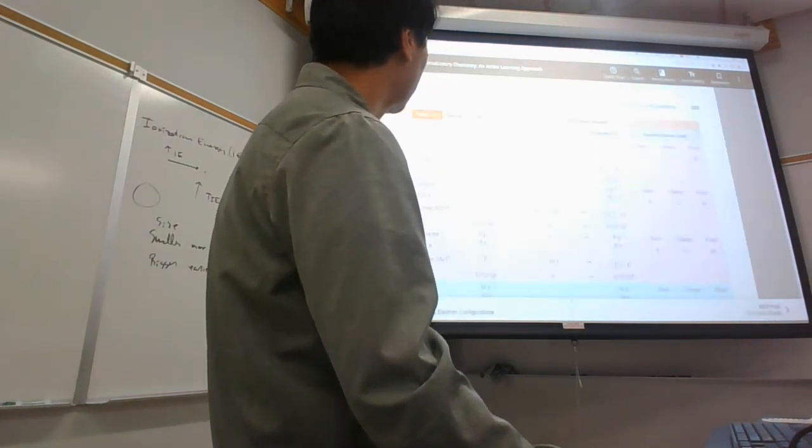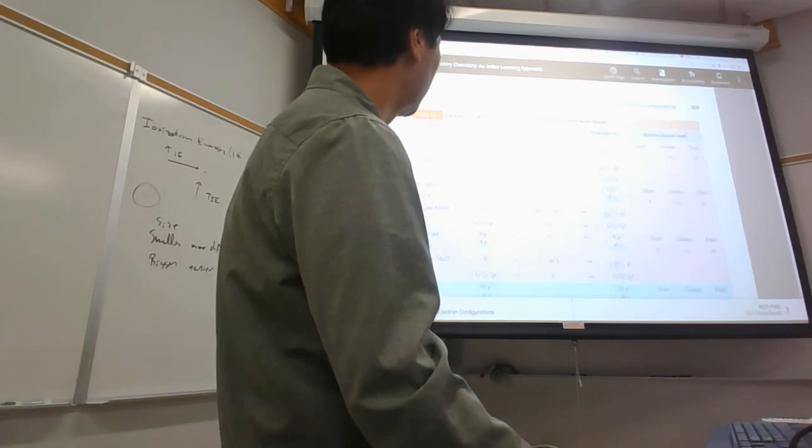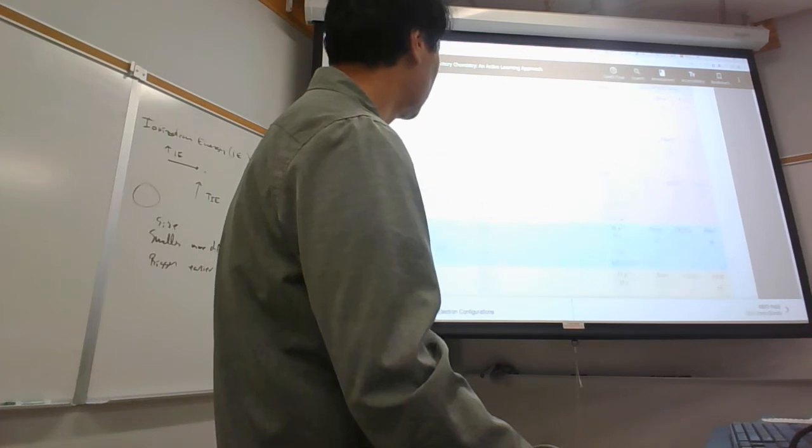This is what's happening with electron configuration. So we're looking at nitrogen. Nitrogen can gain 3 and fill that shell. Oxygen can gain 2, chlorine can gain 1, neon doesn't want to do anything.